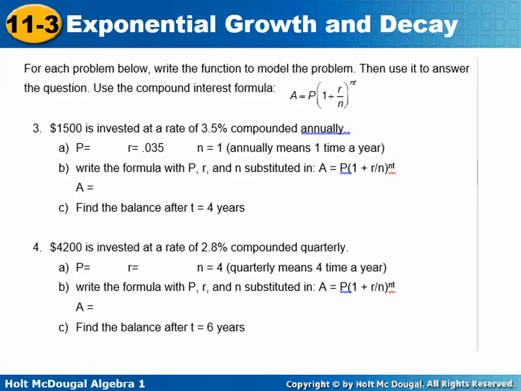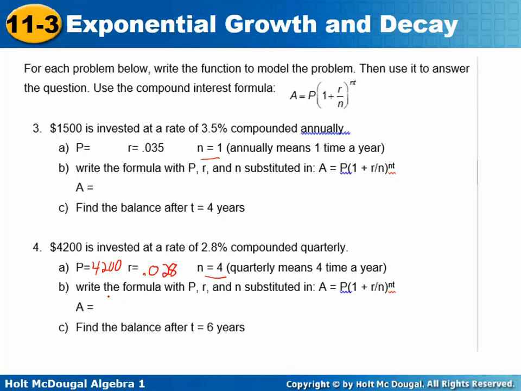So you have 2 problems to do on your worksheet, and they're just like the one we just did. Let's do 4. So in 4, we have 4,200 is invested at a rate of 2.8% compounded quarterly. In this one, n is 4. That's already given to you. P will be the 4,200. Our rate is 0.028. So this time the rate is 2.8, so you move it 2 places to get 0.028.